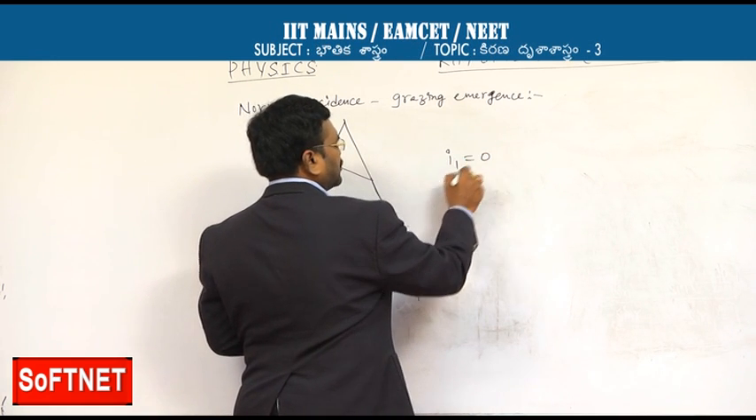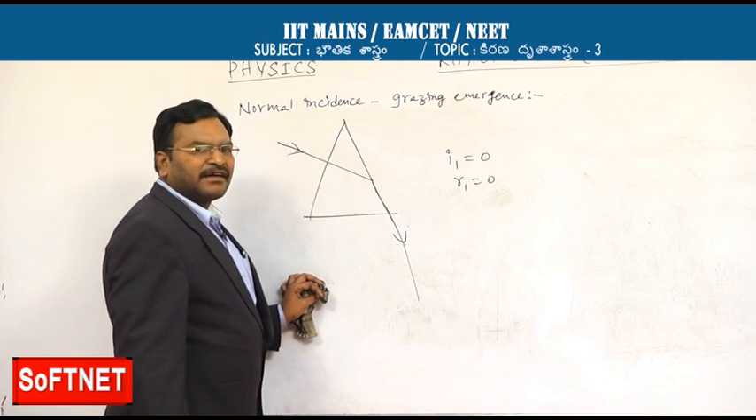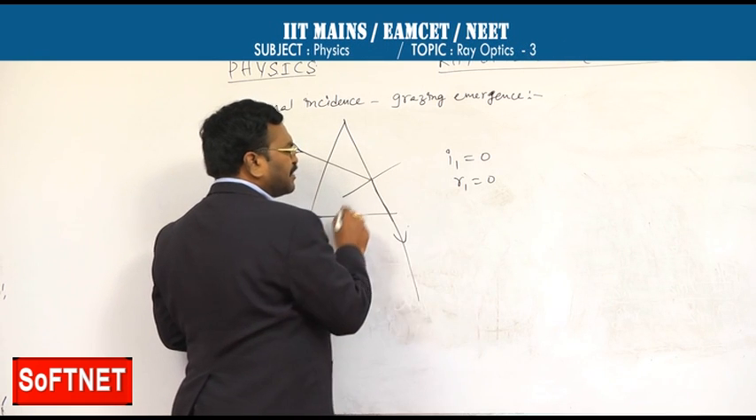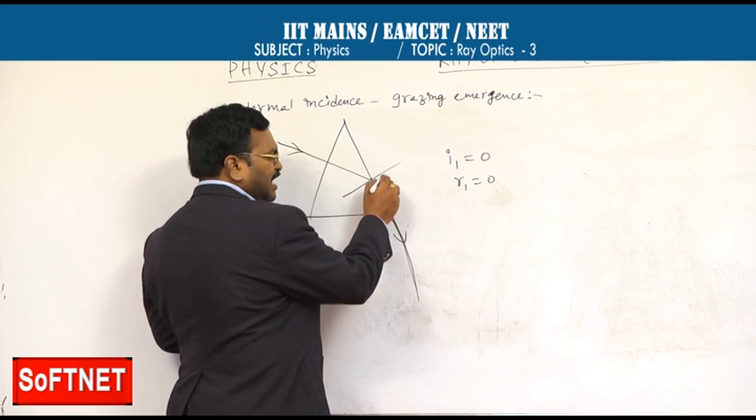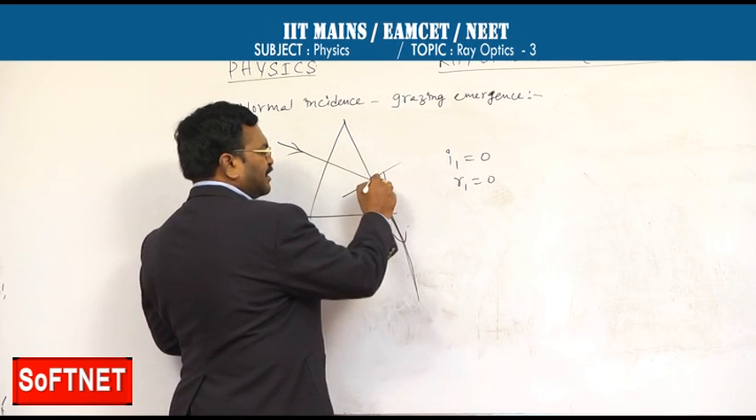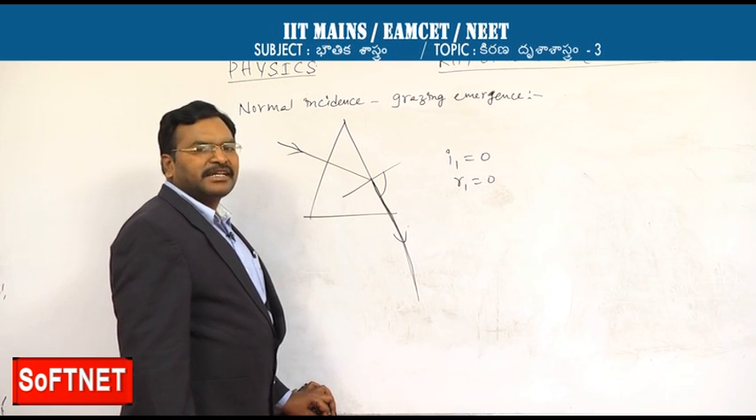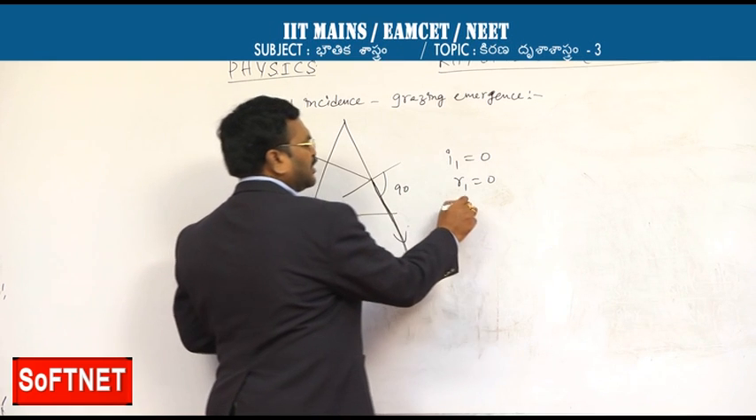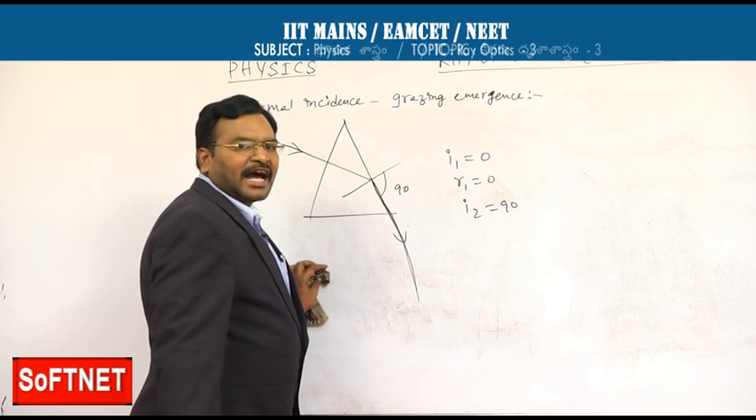A ray of light is incident normally. I1 is equal to how much? 0. R1 is equal to how much? 0. Angle of incidence is 0, angle of refraction also 0. Here the emergent ray grazes the second refracting surface. What is the angle of emergence? The angle made by the emergent ray with the normal. So it is 90 degrees. I2 is 90 degrees.